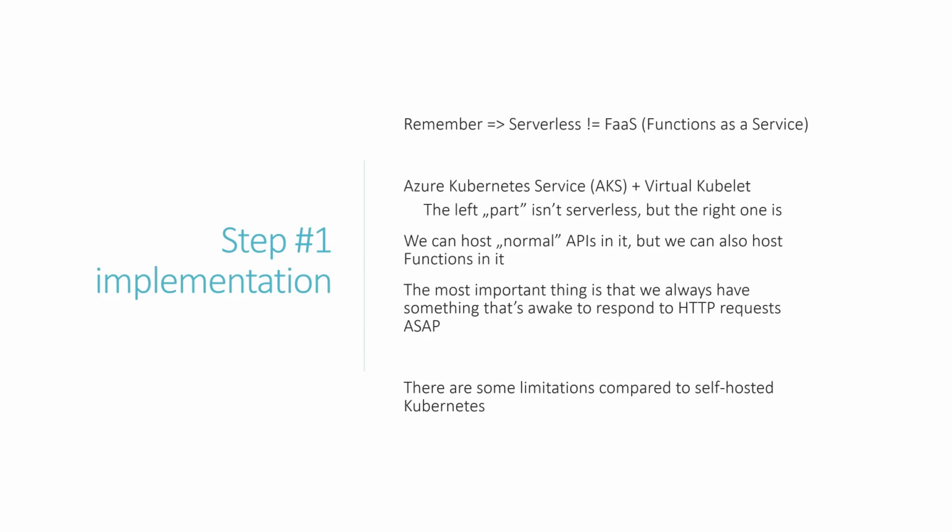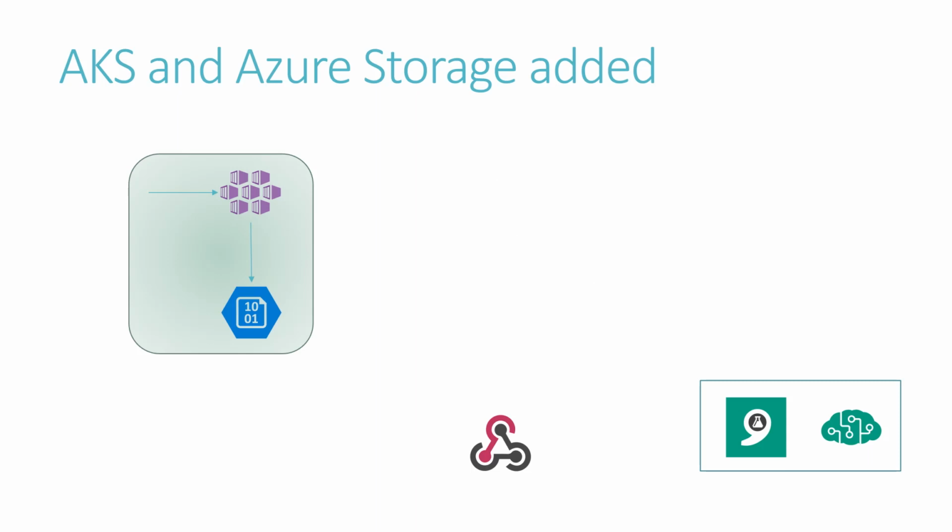There are some limitations compared to self-hosted Kubernetes. For example, you can only use a single size of virtual machines to scale out. You can't combine small virtual machines with bigger ones. For that, you need to spin up another Kubernetes service, but all in all, it's a great solution. So let's add Kubernetes service and blob storage to our diagram.